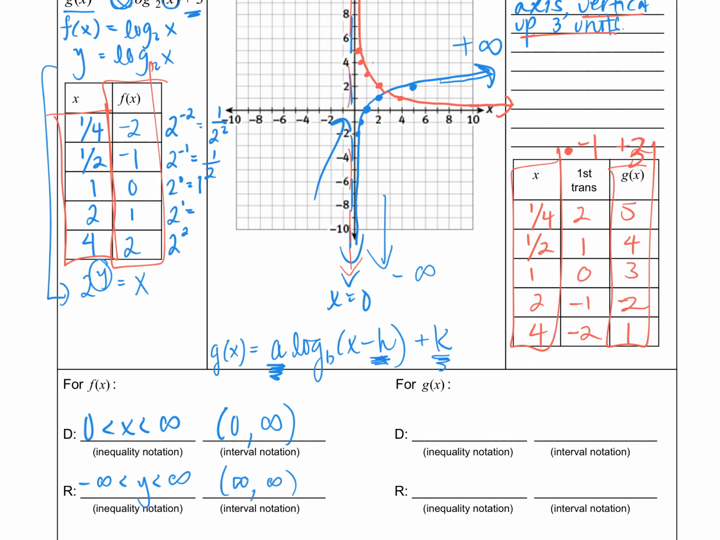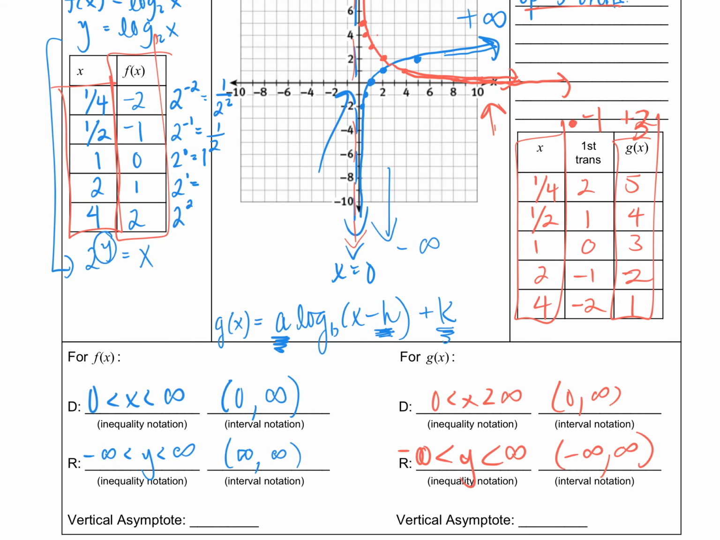And the domain and range for our transformed graph g of x actually ends up being the same thing as well, from 0 to infinity for the x values because of that asymptote, and the same thing for our y's. Even though it looks like it might not cross that x-axis there, it actually will eventually go further and further down so that it passes it. So it also goes from negative infinity to infinity. Both vertical asymptotes are x equals 0.